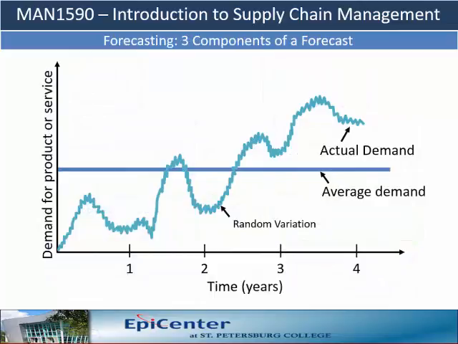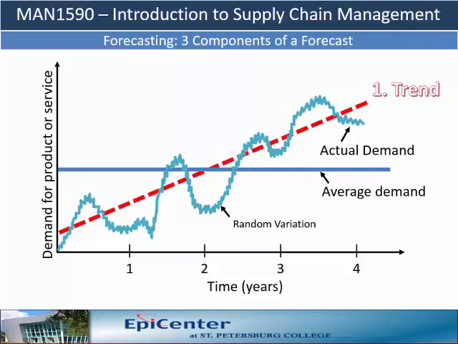A demand forecast is made up of three major components. The first component is the trend. This component gives the direction of the demand in terms of increasing, decreasing, or steady state.